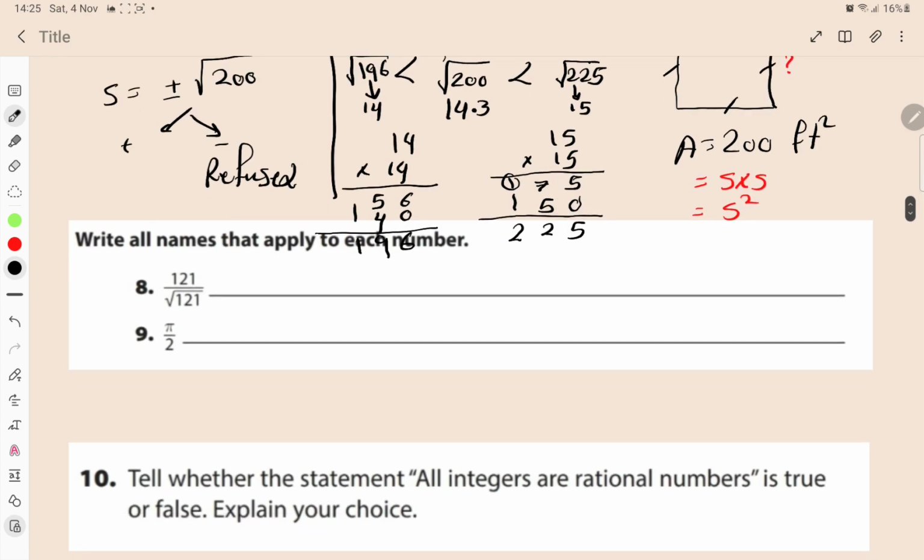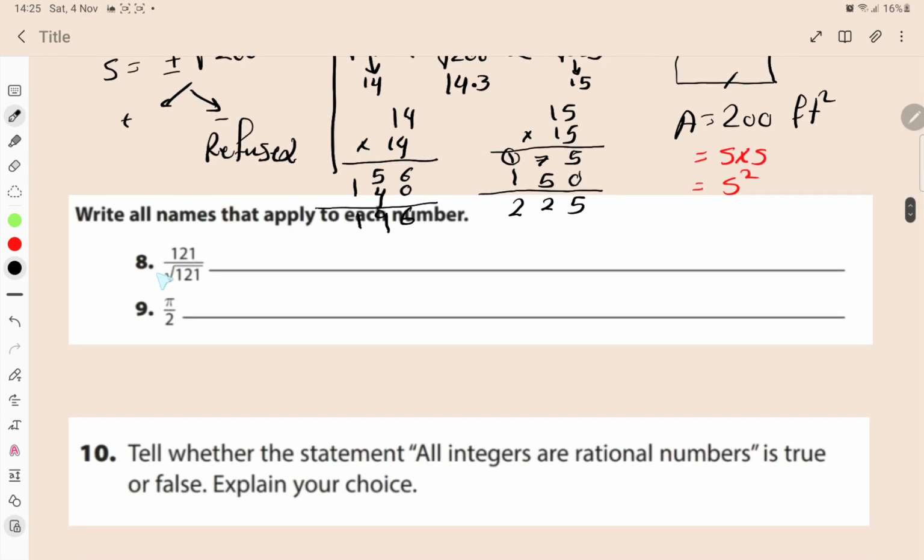Write all names that apply to each number. 121 over root 121. It is 121 over square root 121. What number by itself is 121? It's 11. 11 times 11, 121. So square root 121 is just 11. Divide 121 over 11.